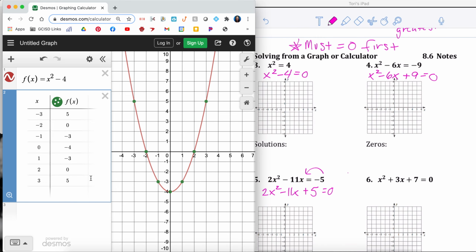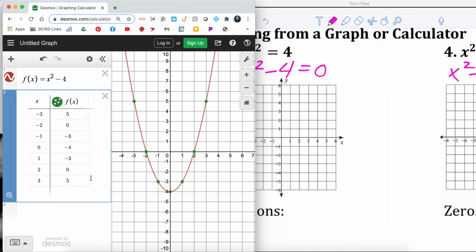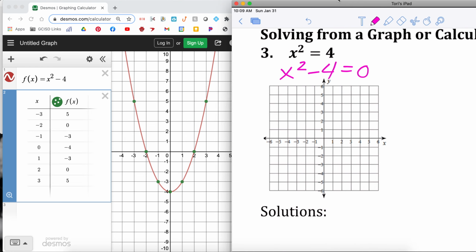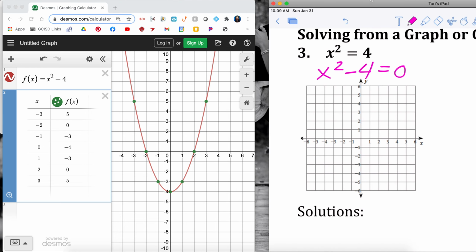Okay? All right, so if I look at this problem, I'm graphing a couple points. I've got -3, 5. So let me zoom this guy in a little bit. There we go. So -3, 5, -2, 0, -1, -3, 0, -4, 1, -3, 2, 0, and 3, 5. Remember, if I'm going too fast, you can pause it. I am expecting you to draw these graphs.